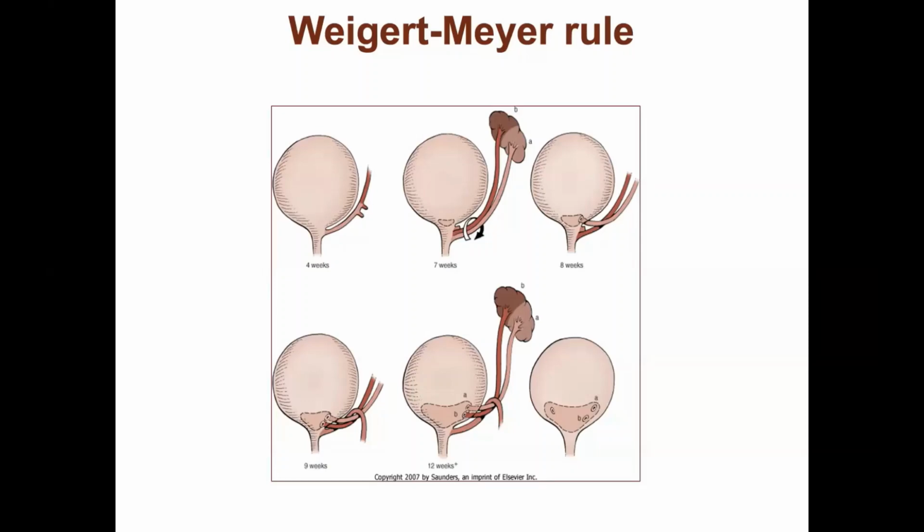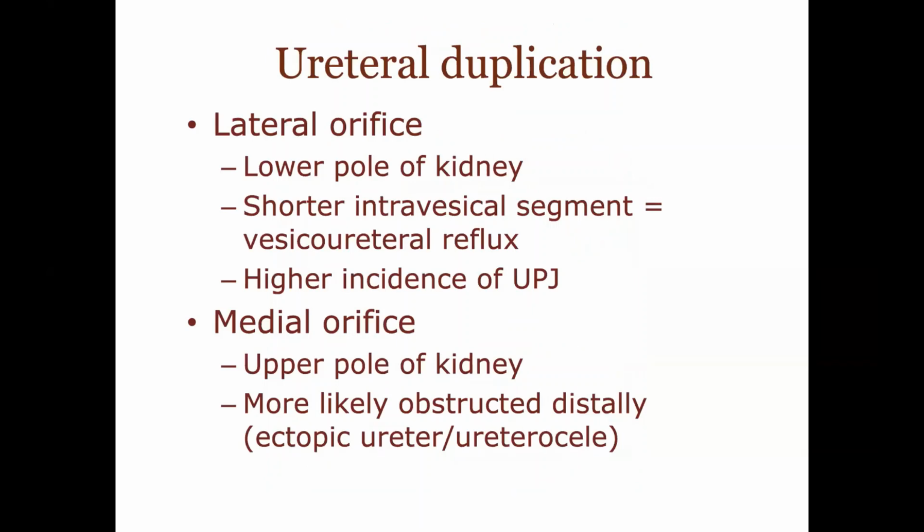So next slide. When you have a ureteral duplication, the lateral orifice is going to be to the lower pole of the kidney, typically has a shorter intravesical segment, so there's a higher risk of reflux. And there's also, we'll discuss later, a higher incidence of ureteropelvic junction obstruction. The medial orifice is the upper pole of the kidney, and it's more likely obstructed distally, secondary to an ectopic ureter or a ureterocele.